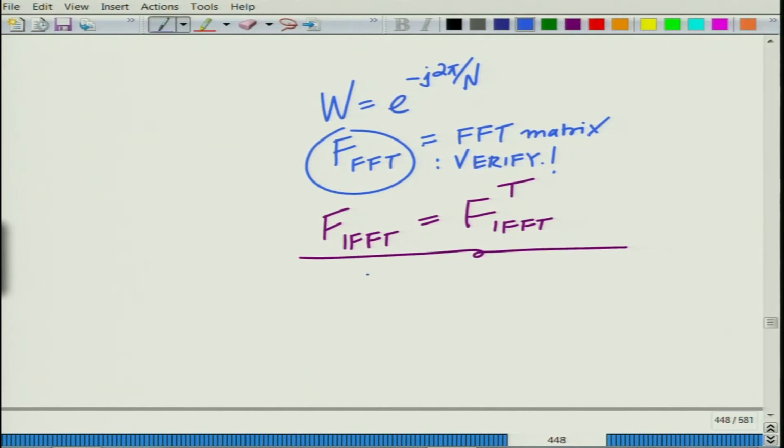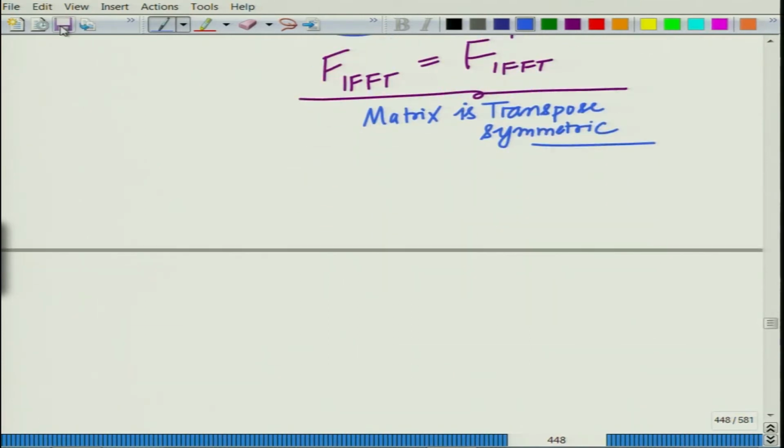So, do not get confused. Although it is a complex matrix, it exhibits only transpose symmetry. There is a tendency to get confused because it is a complex matrix, but it exhibits only transpose symmetry. So, let us look at a simple example to understand this.